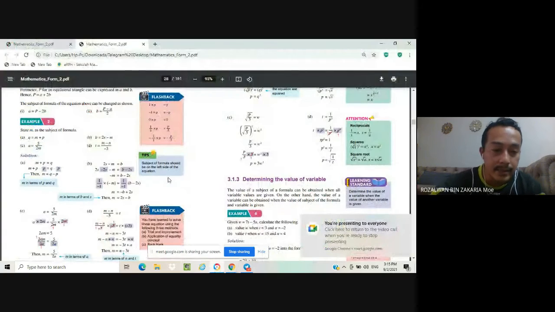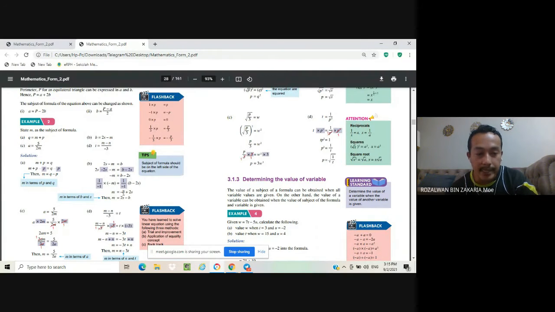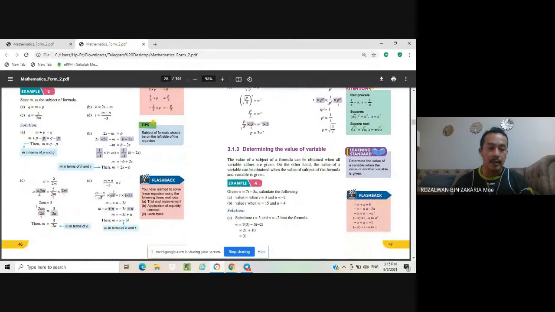Okay, alright class. So this one B, the answer is M equal to minus B plus 2S. So M here is the subject for this formula. Alright. Okay, now look at C. We have the formula A equal to 5 over 2M.